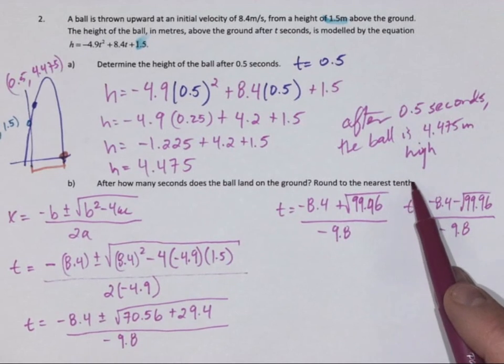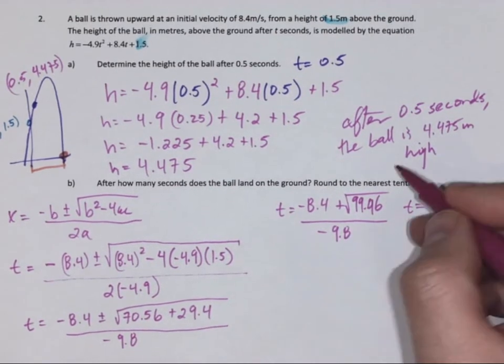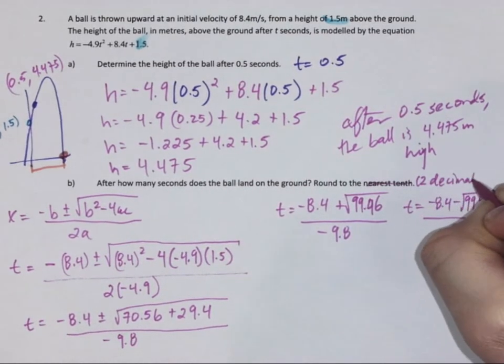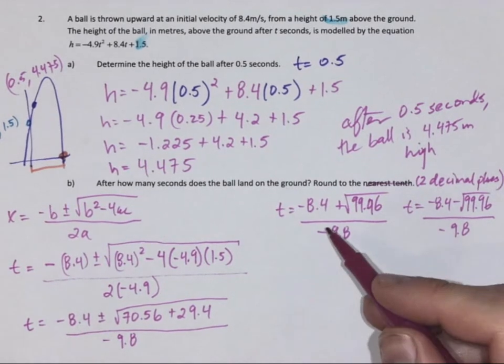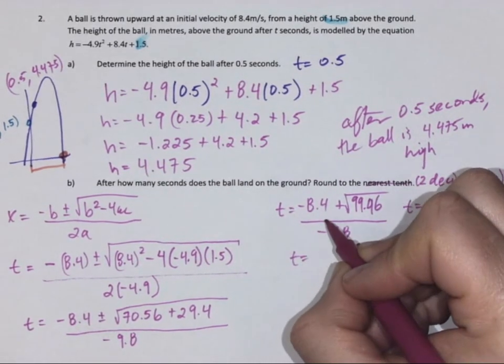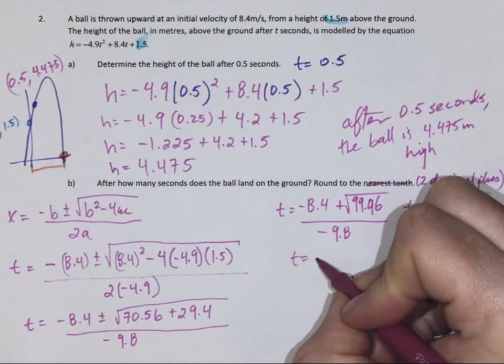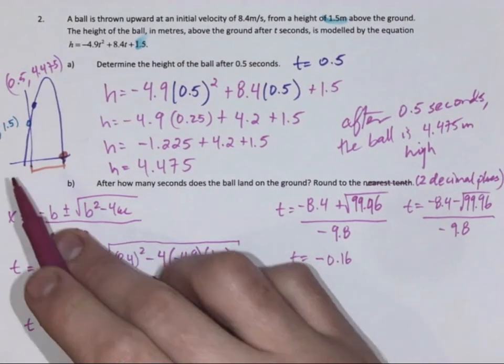Now the question asks for 1/10 of a meter. That's 1 decimal place. You notice I had 2. I'm not rounding until the end of the question, and I don't like this, so I'm going to say 2 decimal places. Type this all into my calculator. Negative 8.4 plus square root of 99.96 all divided by negative 9.8. Negative 0.16. So again, that's one of my x-intercepts.